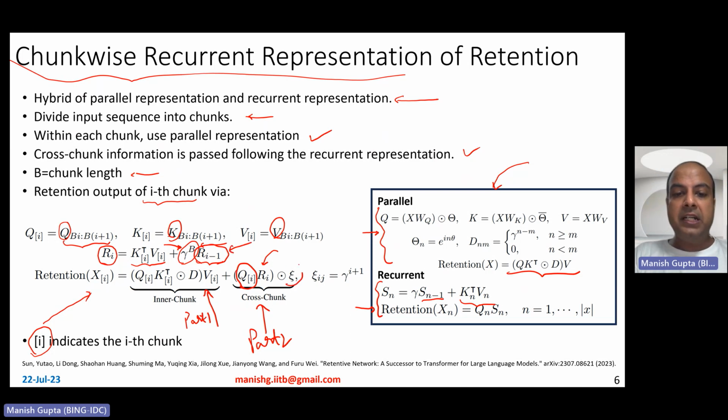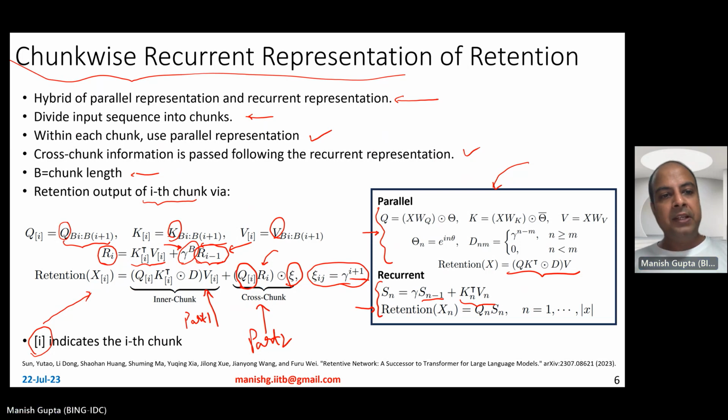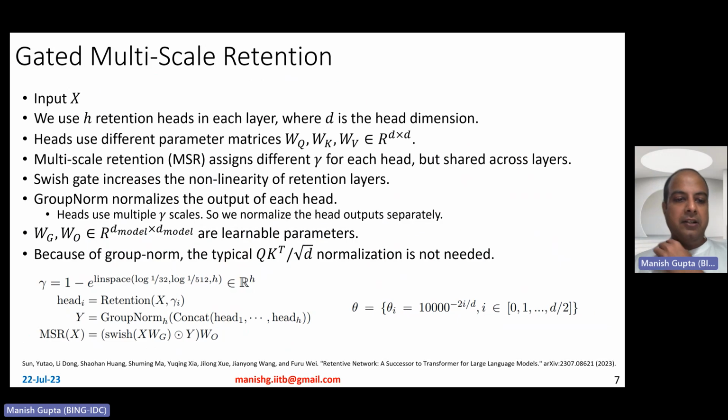And therefore, I must multiply it with this psi, which basically cares for multiplying all previous chunks by gamma I plus 1. Okay. So that is that. Now, in short, on this slide, what did we talk about? We talked about a hybrid scheme of parallel and recurrent formulations or representations of the retention mechanism. Okay, so now the last conceptual stuff is about gated multi-scale retention.